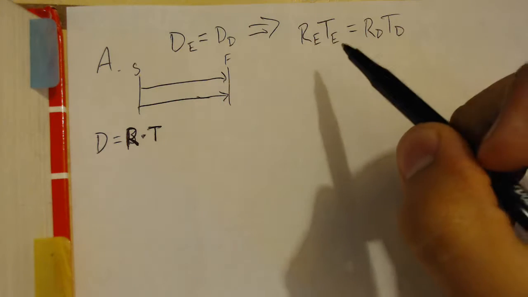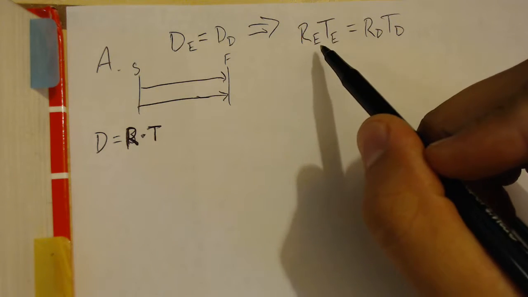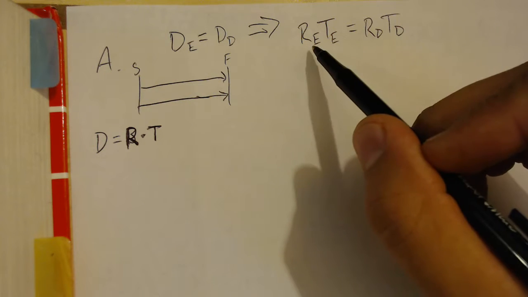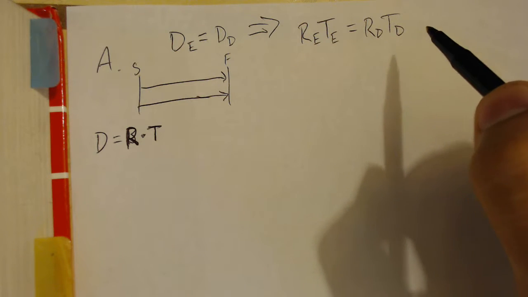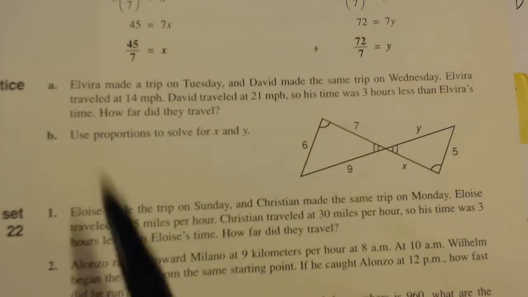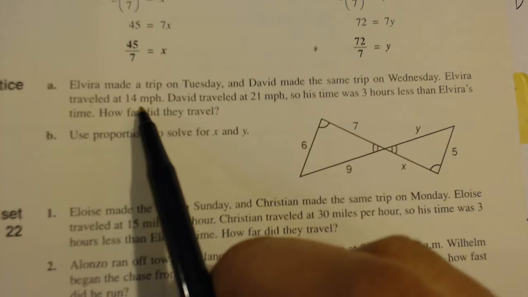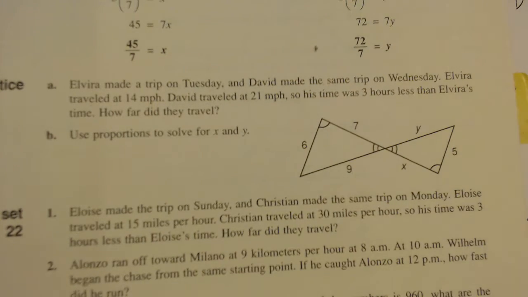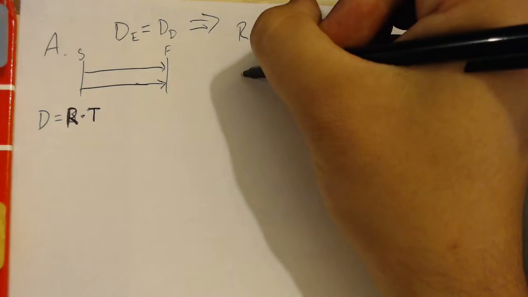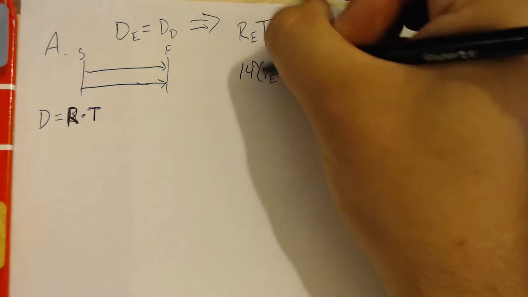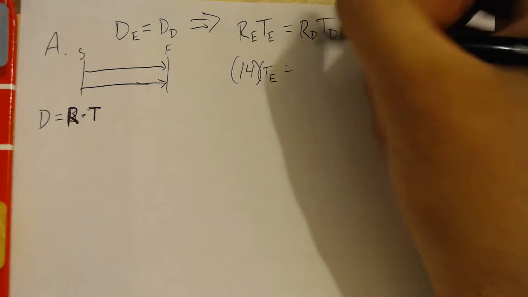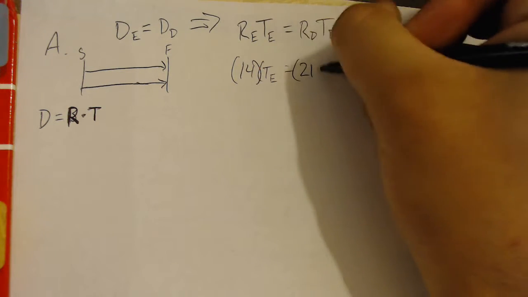So right now, all of our uniform motion problems are going to take this form. Rate of subscript A times time of the first person is equal to the rate and time of the second person. So now we go back to our problem and start plugging in information we know. They tell us that the rate of E, or her speed, was 14 miles an hour. And the rate of David is 21. So instead of writing R sub E, I can write 14 times T sub E. And then instead of writing the rate of D, I can put his rate, which is 21, times his time.